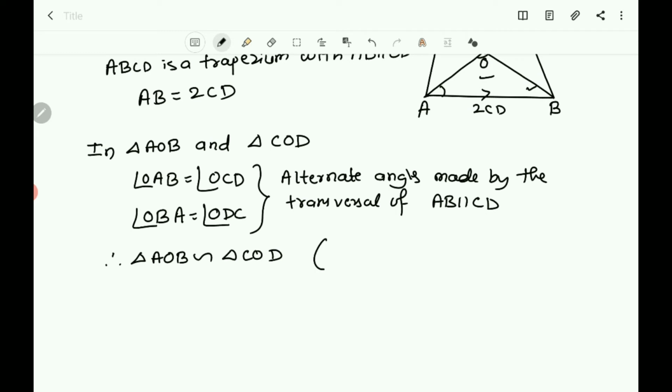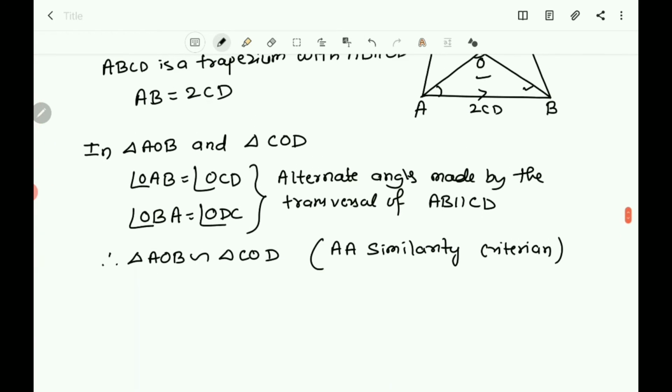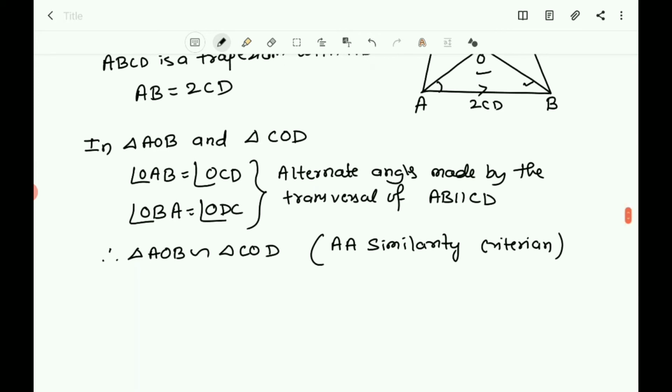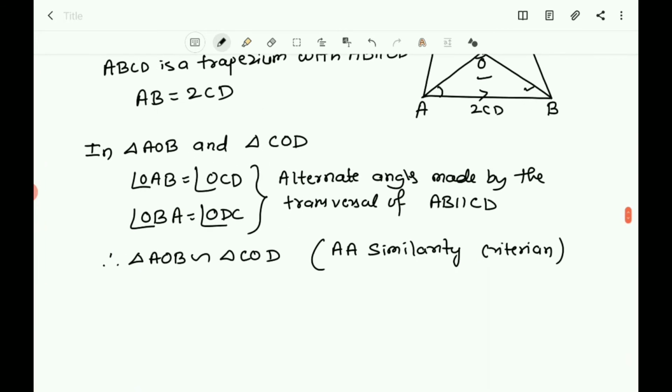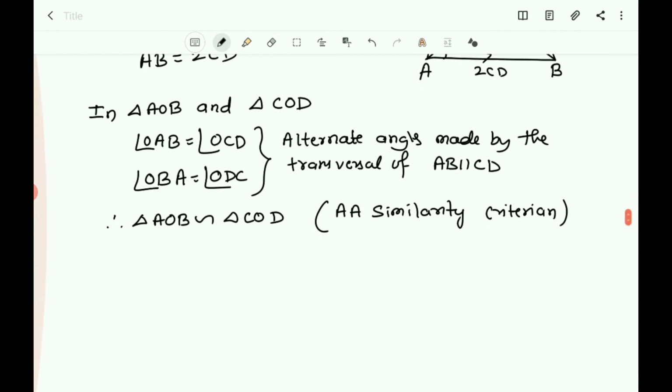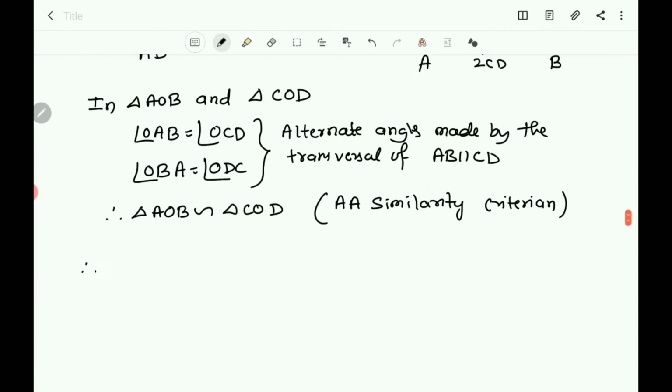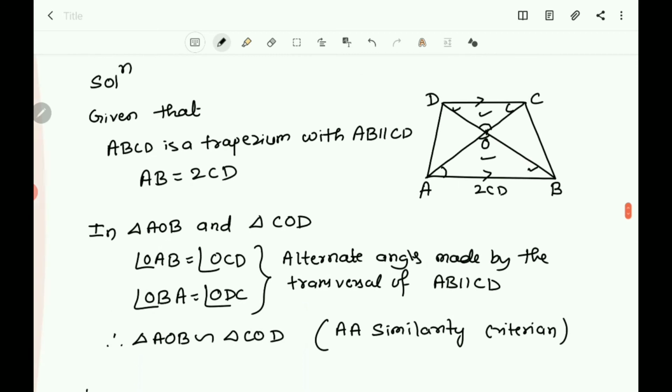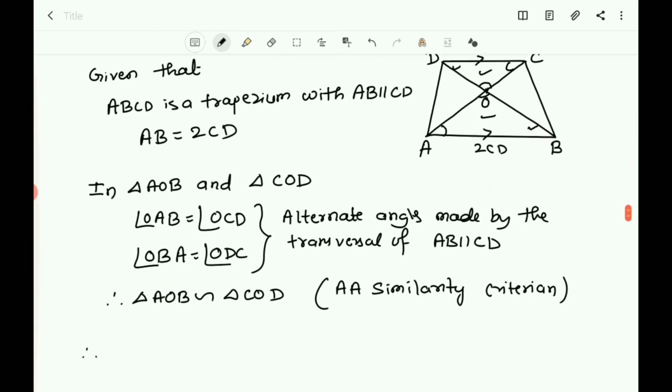Which criterion is used here? That is the AA similarity criterion. And once you know that they are similar, their corresponding sides are in proportion, and also according to the theorem that you have learned, the areas of these two triangles are proportional to the squares on their corresponding sides. So you write, therefore, here we have to find the ratio.